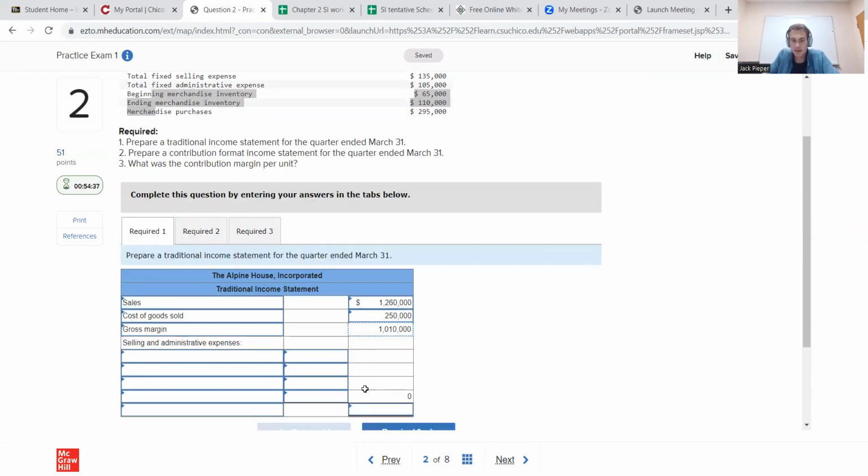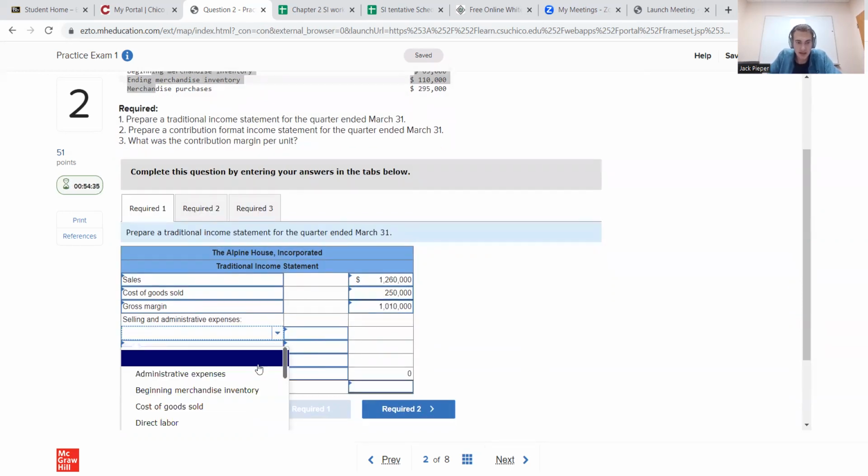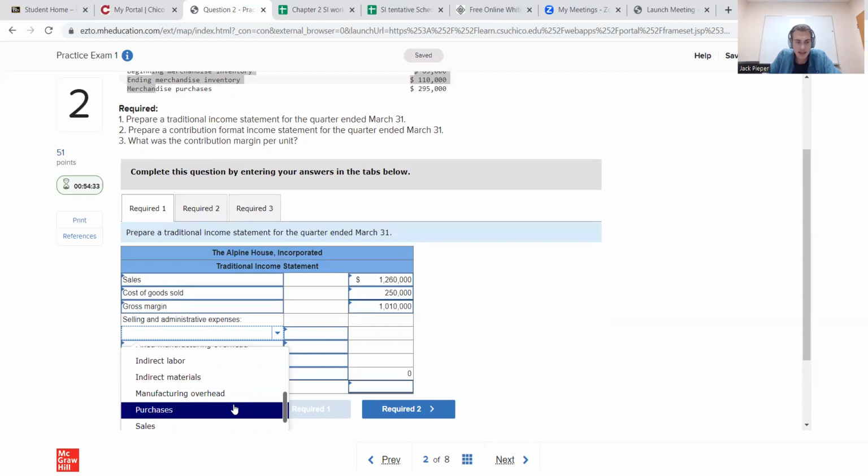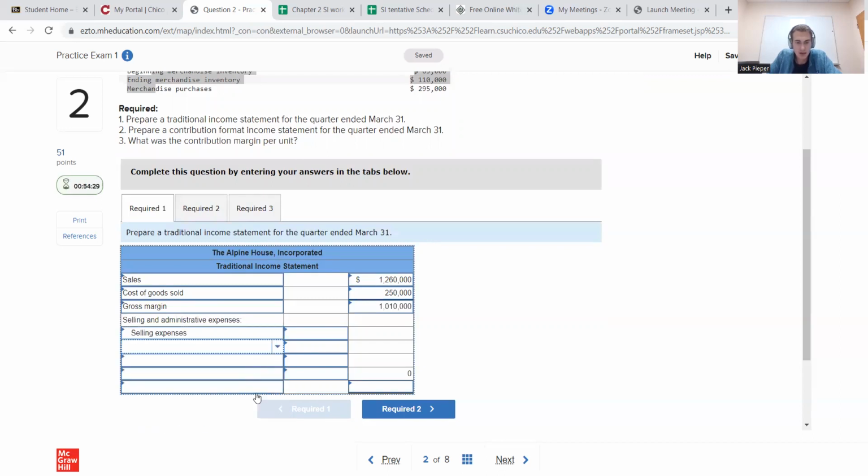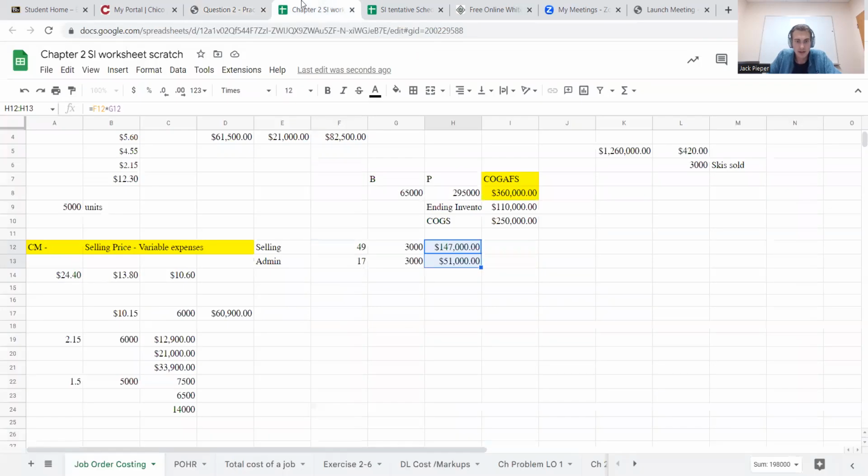Now for our selling and administrative expenses, we only had 2 SG&A expenses. However, this is different from what we had before because we're going to add our variable and our fixed together. So let's do that over here. Where do we have our variable and fixed expenses? This is why it's important to label everything. Here we go. So this is our total variable. Now I'm going to add in our fixed.